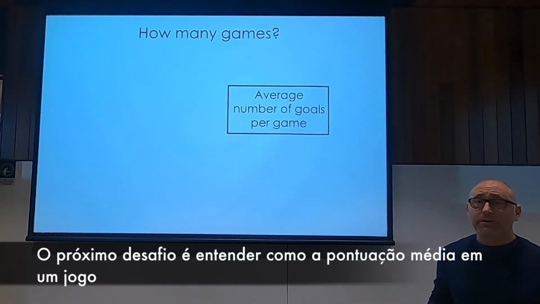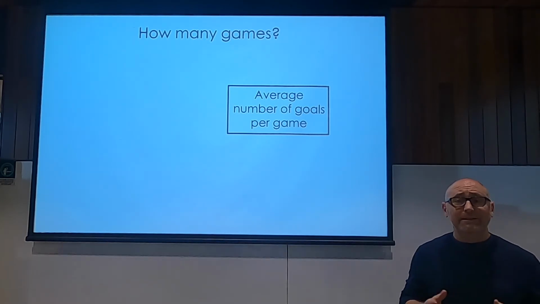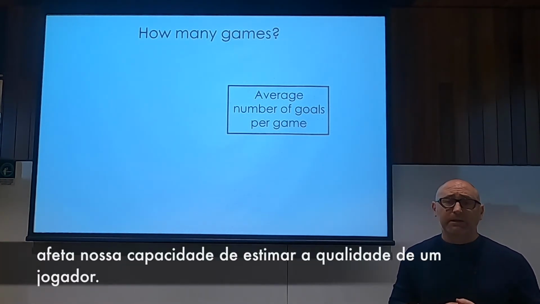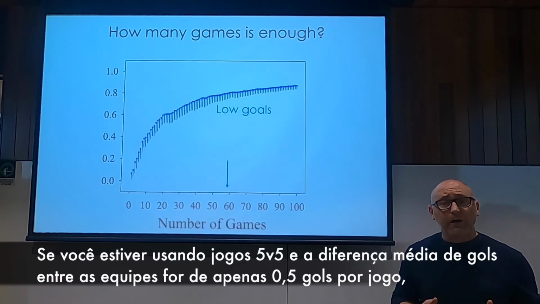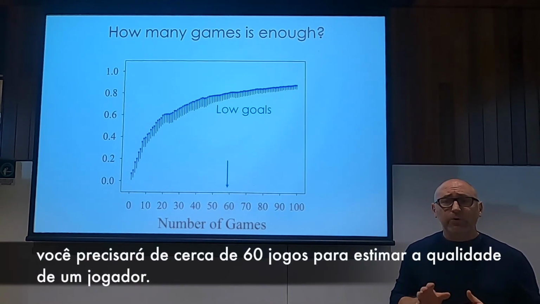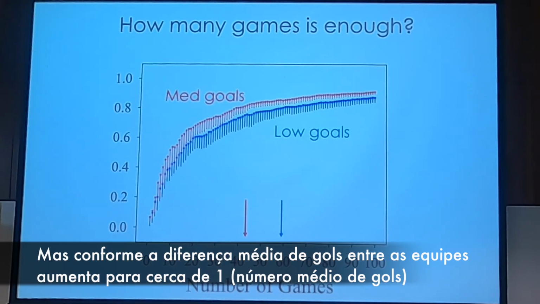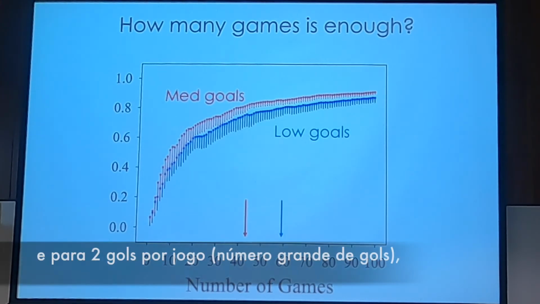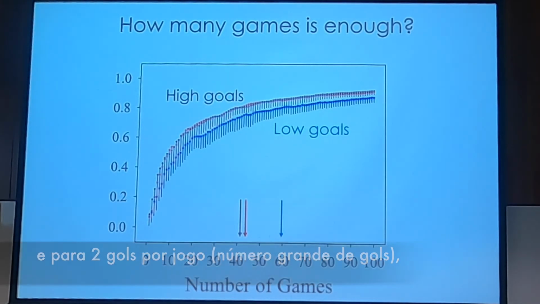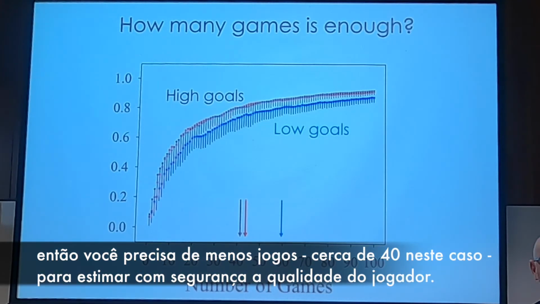The next challenge is to understand how the average score in a game affects our ability to estimate a player's quality. If you are using 5 versus 5 games and the average goal difference between the teams is only around 0.5 goals per game, then you'll need around 60 games to estimate a player's quality. But as the average goal difference between the teams increases to around 1 goal per game, a medium number of goals, or to 2 goals per game, a high number of goals, then you need fewer games, around 40 in this case, to reliably estimate player quality.